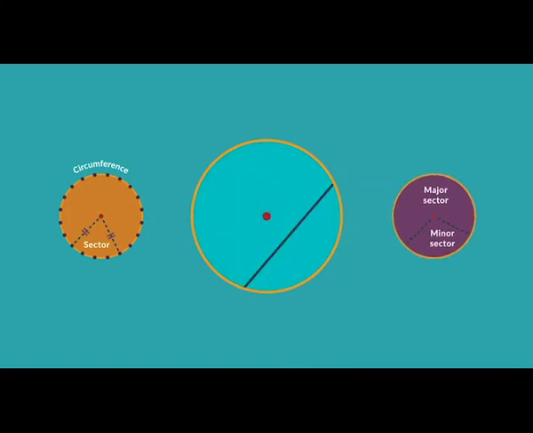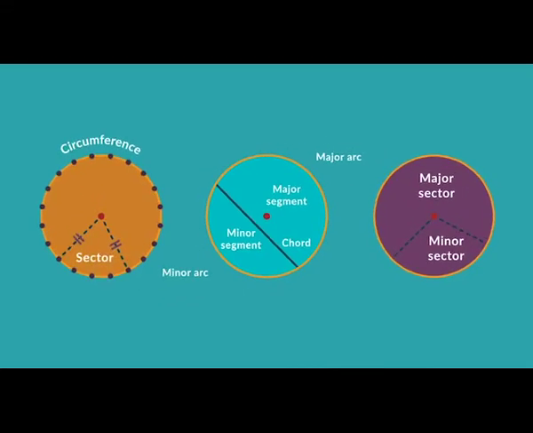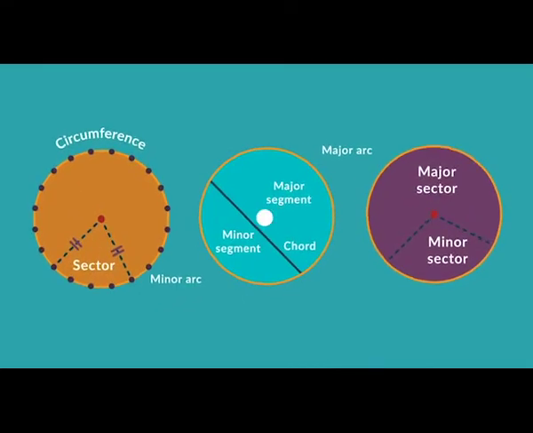A chord is a line segment that has both of its endpoints on the circle's circumference. The chord divides the circle into regions called segments. The smaller segment is the minor segment and the larger the major segment. The chord also divides the circumference into portions called arcs. The smaller arc is called the minor arc, and the larger one the major arc. And there you have it. These are all the parts of a circle.